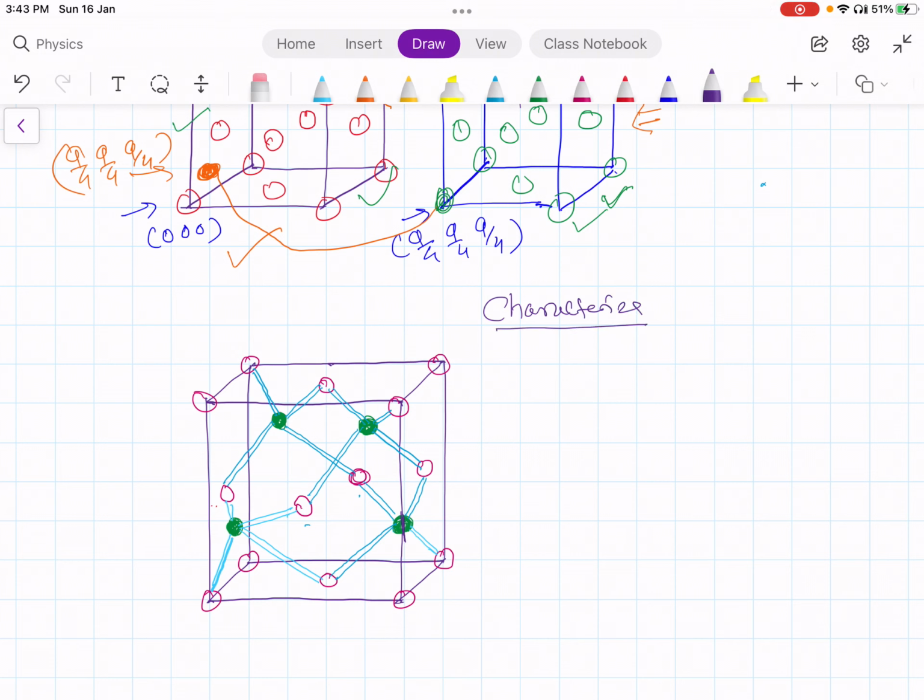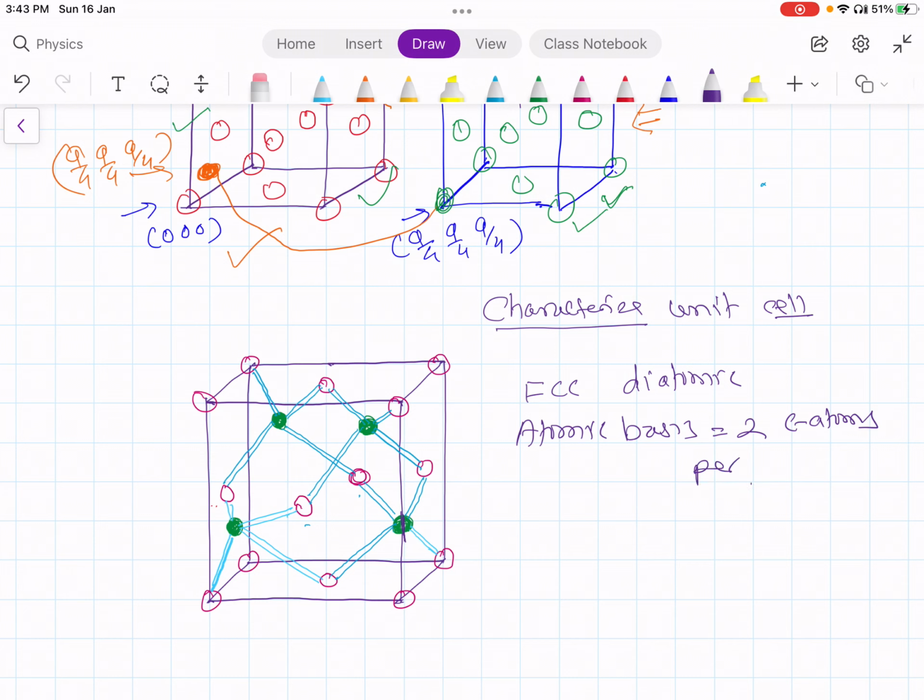Let us characterize the unit cell of diamond. So the unit cell, as we know, is FCC diatomic. The atomic basis is 2 carbon atoms per lattice point.